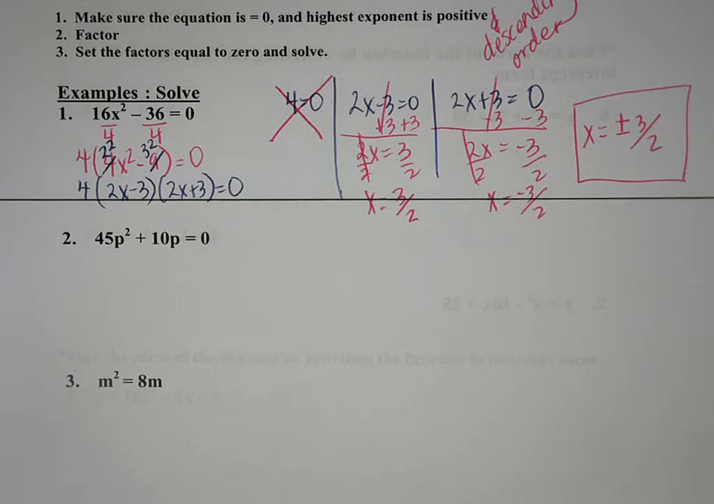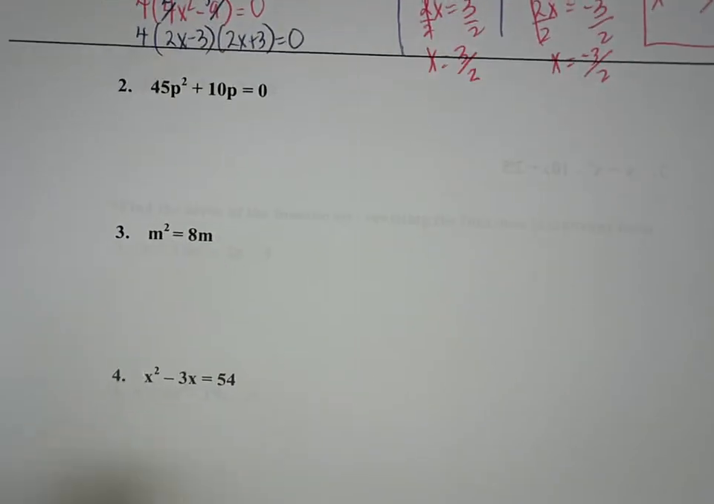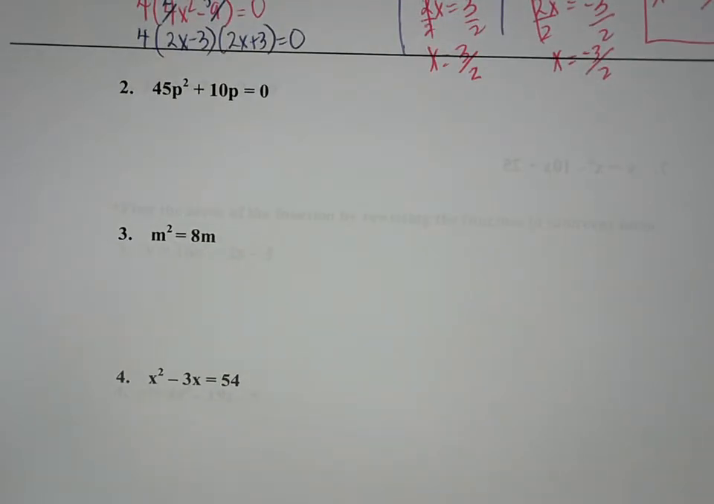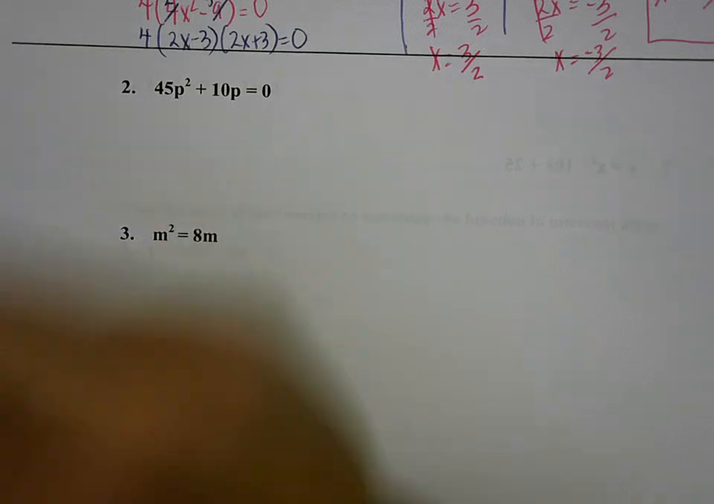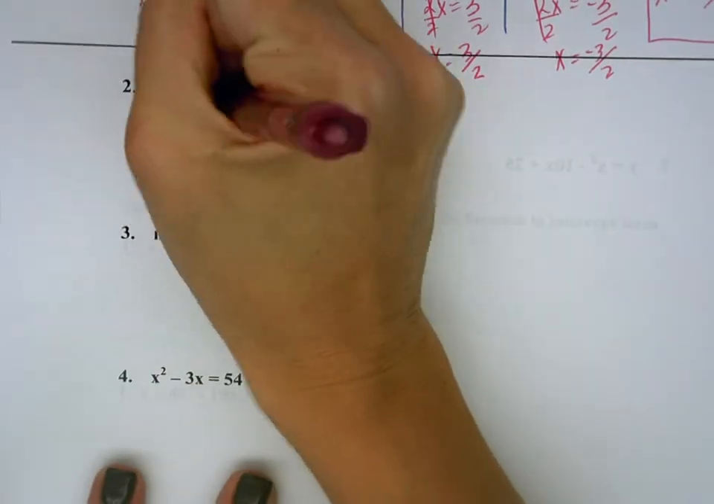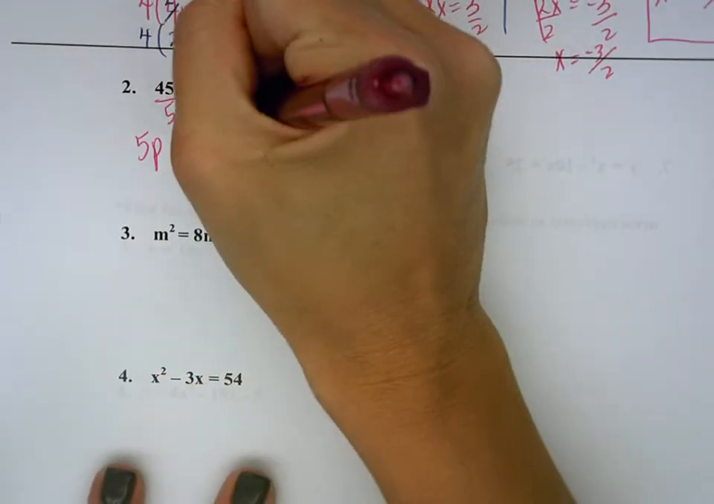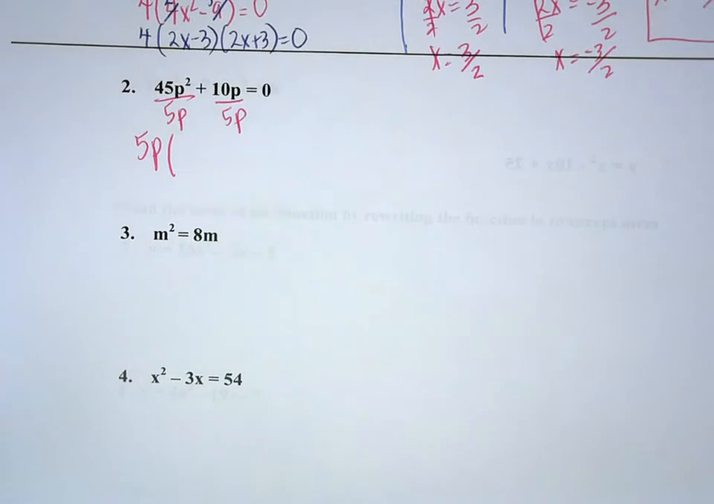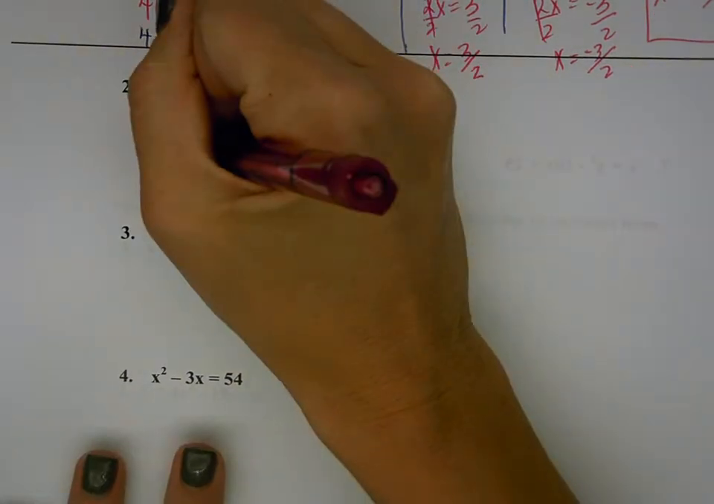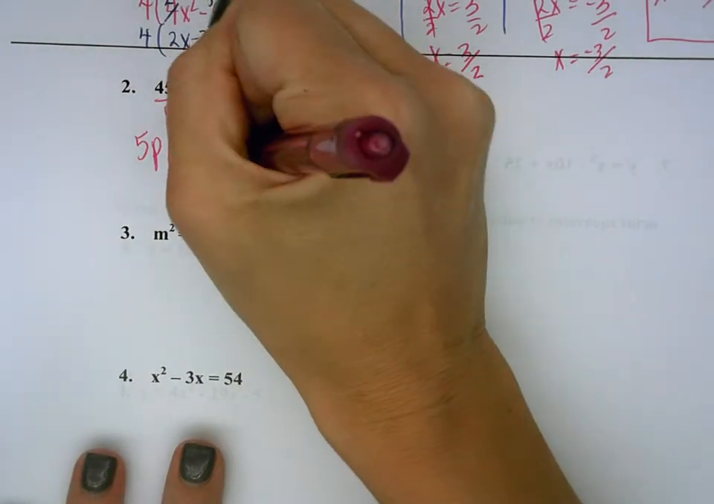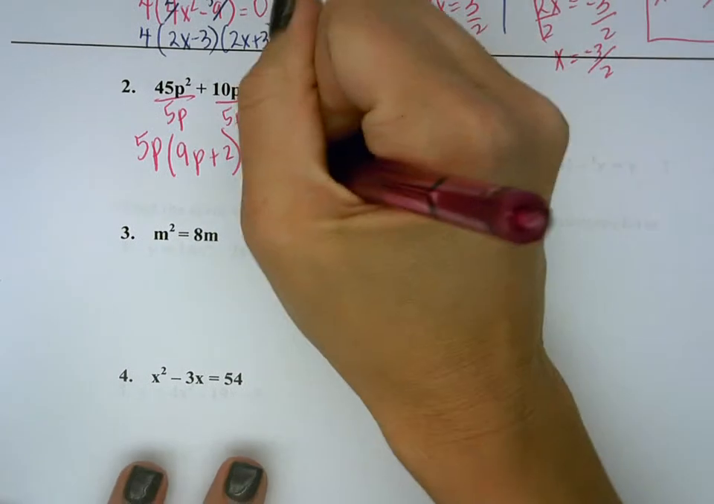Are we okay with that? Yes. All right, example 2. Is it set equal to 0? Yes. Next step is to check for GCF. Yes, you can take out 5p. Very good. So we are taking out a 5p, which means we are dividing each of these terms by 5p. And what am I left with? 9p plus 2. Very good. 9p plus 2 is correct, and this equals 0.